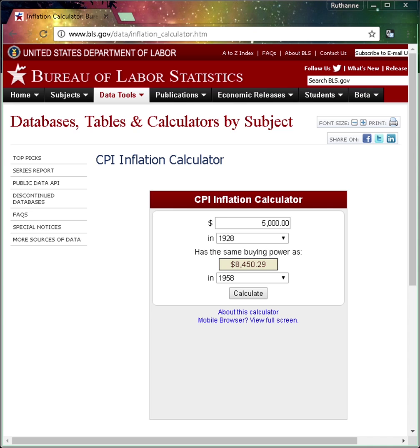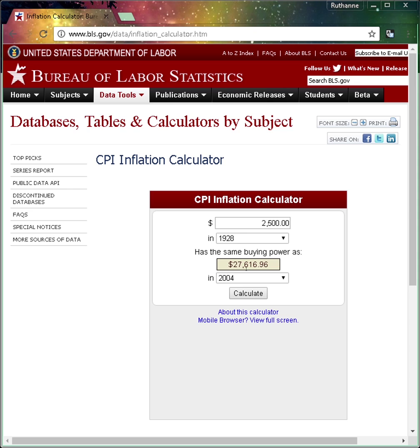So we can look again. Let's go down to number 10. We're going to look at 1928, $2,500, and 2004. So we're going to do 2,500. We're going to do 1928. That's going to stay the same. But down here, we're going to go to 2004. So that tells me that in 1928, $2,500 was the same as $27,616 in 2004.